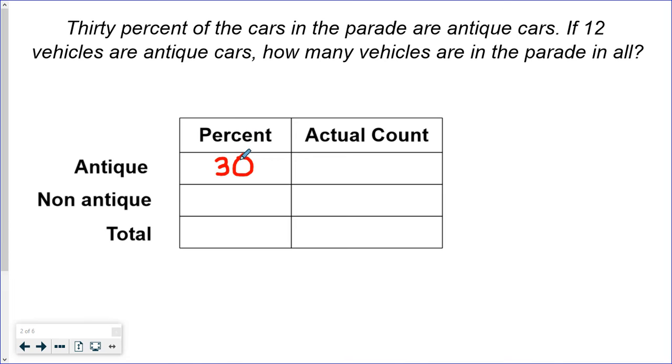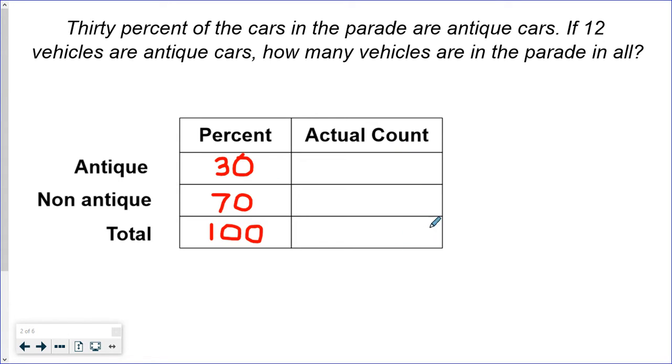Now, if 30% are antique, all I have to do is subtract that from 100 to figure out how many of them are not antique. Doing that math, I know that 70% are not antique, giving me a grand total of 100%. So all I did with that first sentence is fill out this first column. Now I'm going to read the rest to help me figure out what to fill out over here.